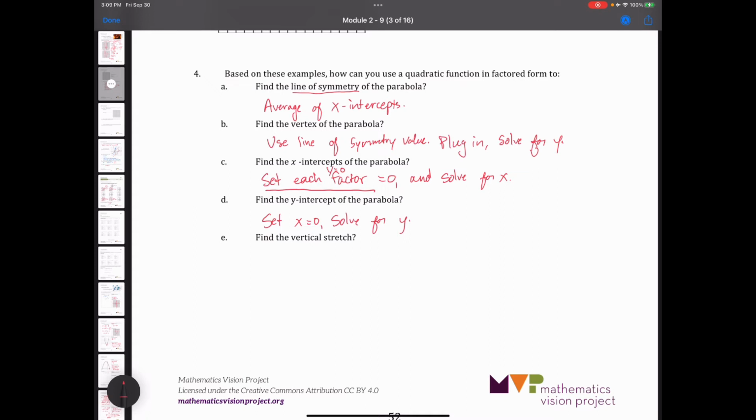And then finally, to find the vertical stretch, that is just whatever multiplier is in front of the x's. Coefficient, multiplier, coefficient.